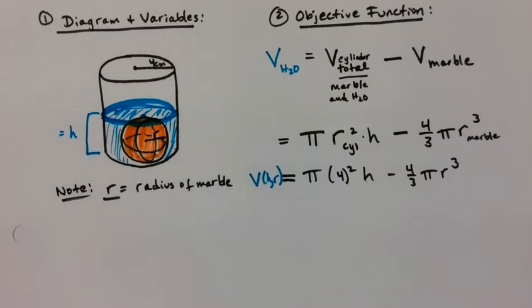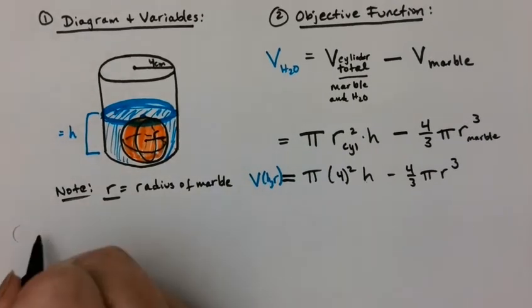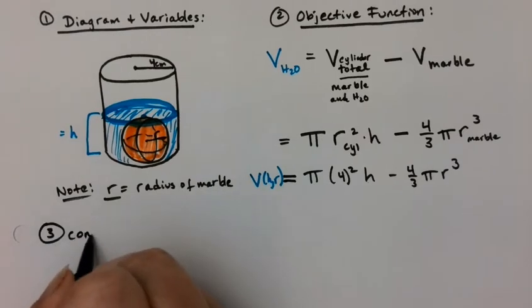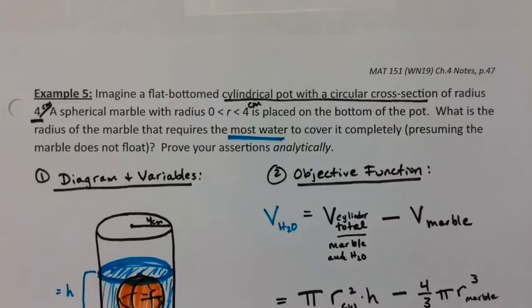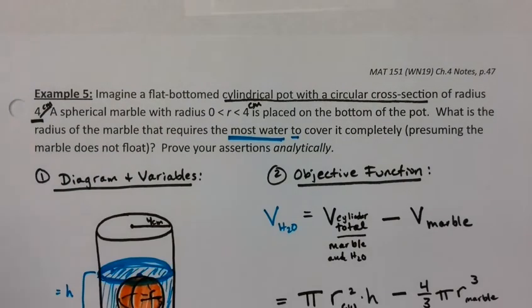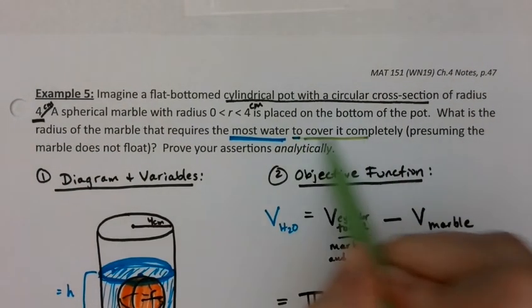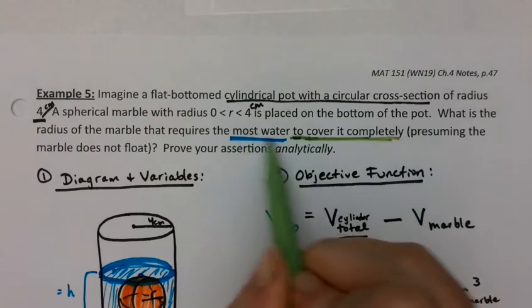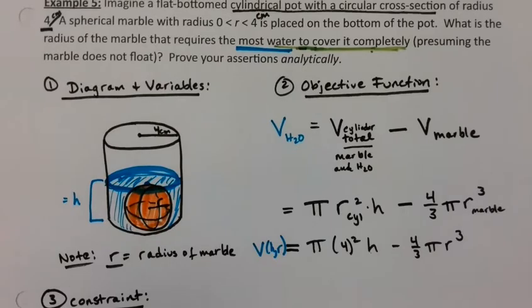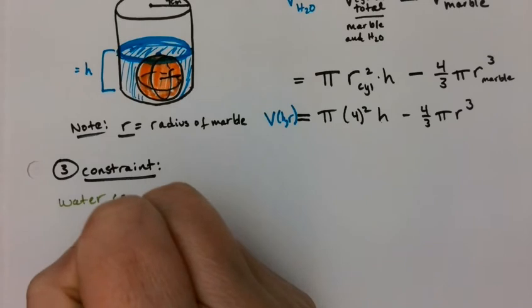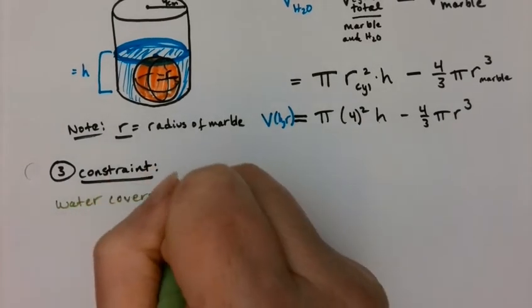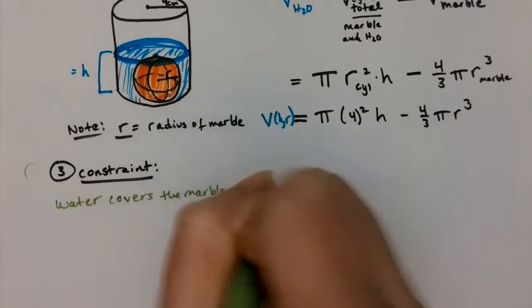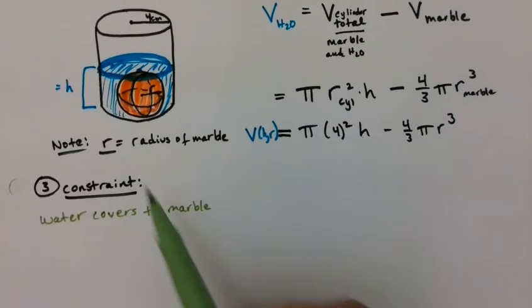All right, so now we need to go find a constraint. So that's step 3. So there's one other thing going on here, and it's a little bit hard to see, which is that we want to just cover it, right? Just to cover completely that marble. We want the water to cover the marble. So the water just covers the marble. Now that helps us. And the way it helps us is it helps us know what h is.